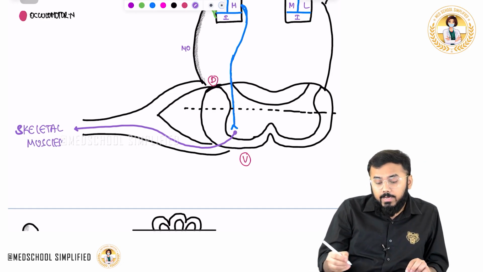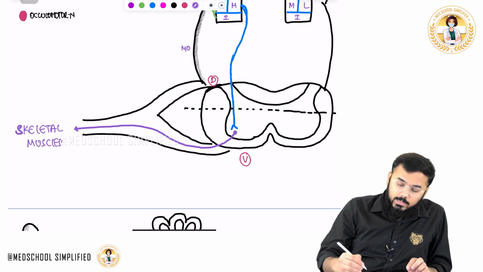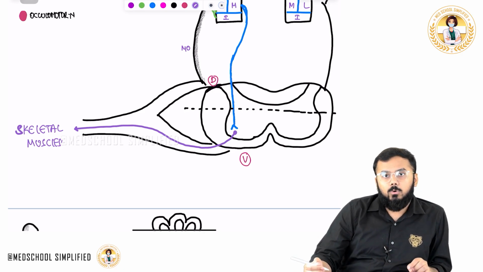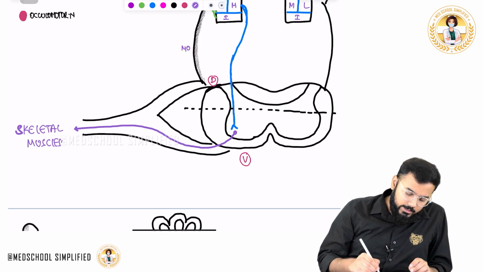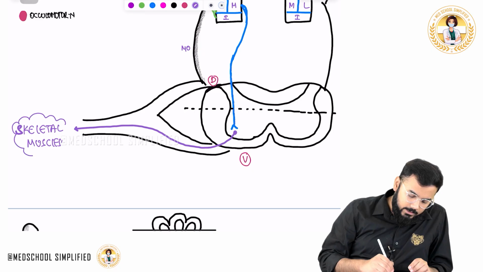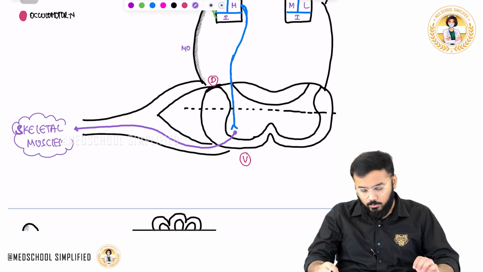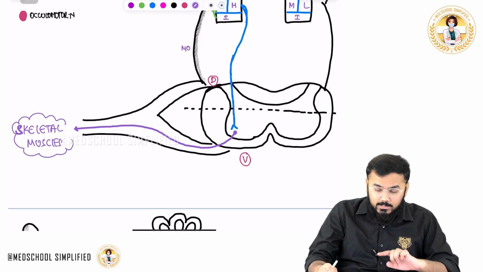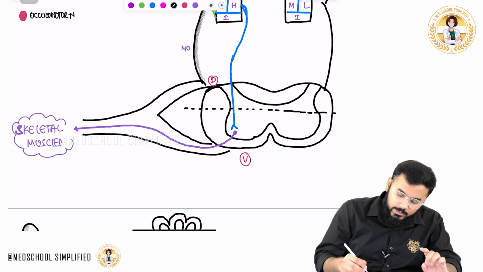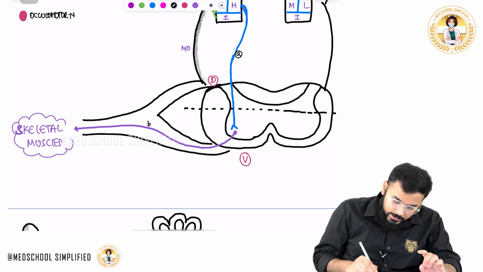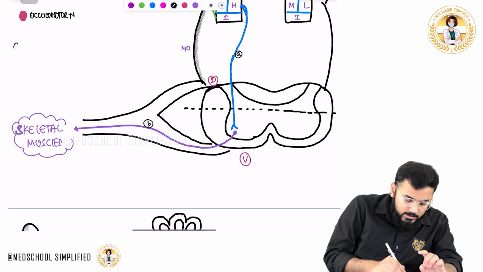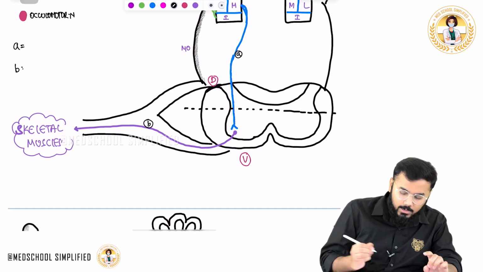So, from the medial vestibular nucleus, the blue colored tract which is coming down is called the upper motor neuron, and from the spinal cord, the tract which is entering your skeletal muscle is called your lower motor neuron. Okay. So, this upper motor neuron I am naming A, and this one I am naming B. What is A here called, and what is B here called?